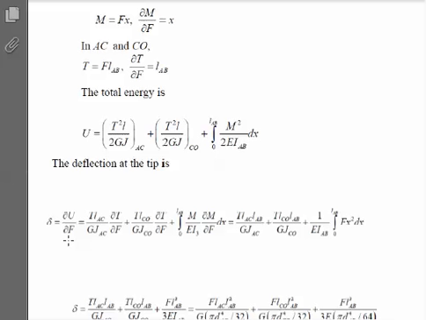And so that would be the partial of this term with respect to F. Now the only place where F appears is in this T term. So we can actually use the chain rule and say that the partial of this term with respect to F is the partial of this term with respect to T times the partial of T with respect to F. And so the partial of this term with respect to T is 2T times L over 2GJ. But then we need the partial of T with respect to F, which is right here, which is the length.